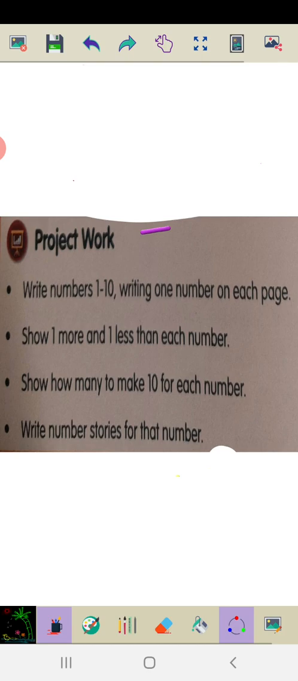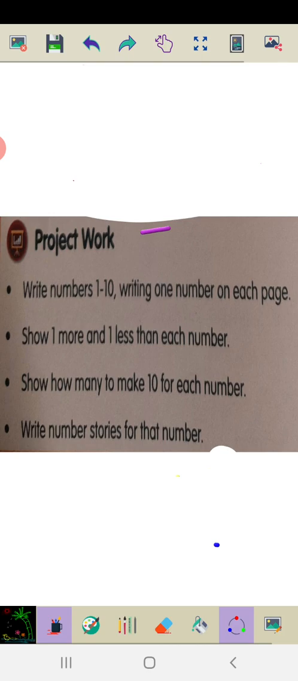Here I am suggesting that instead of writing the number story for every number, you record a video and send it in the group for each number. What is the number story of 1 and what is the number story of 2? What is the number story of 3? Like that you record the number story of all the numbers from 1 to 10 and send it on the group.